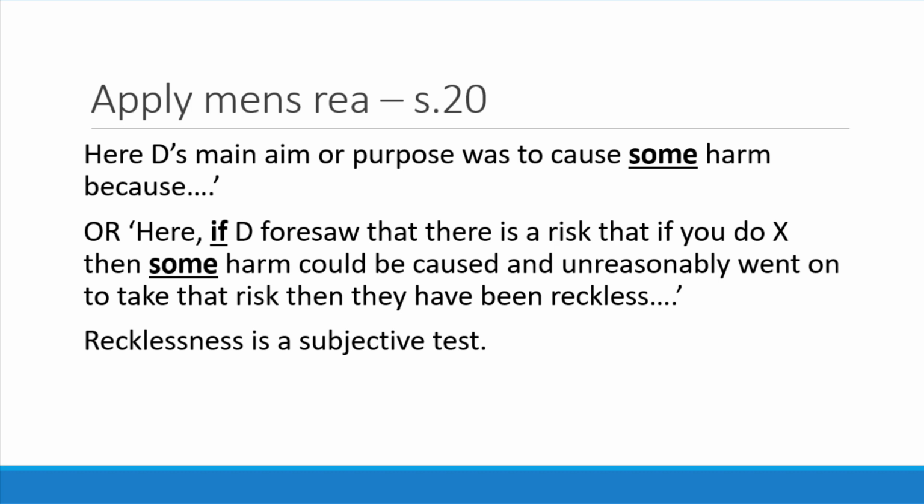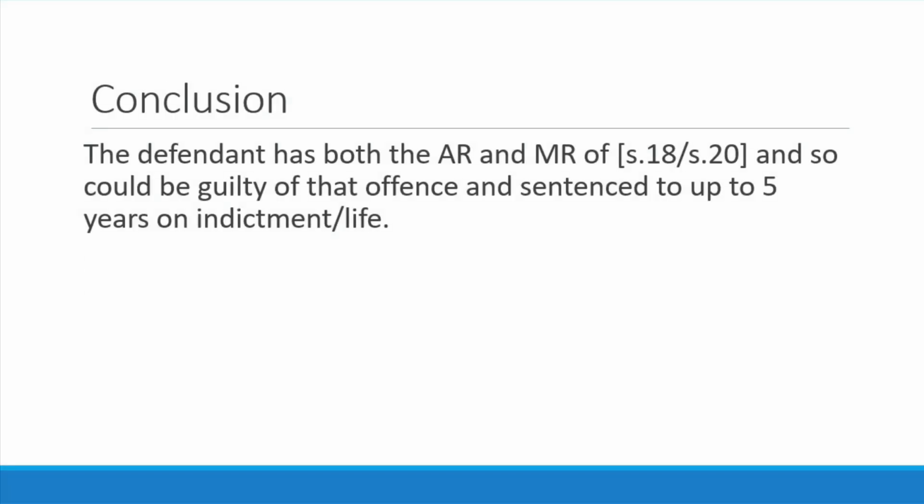So in the scenario we were considering, you may argue it was Duncan's main aim or purpose to cause some harm if you feel that he saw the bottles and he would have known that some harm was going to result. Or you might consider that he was reckless because by pushing someone you may foresee a risk that some harm could be caused and they went on to take that risk. Then you can conclude whether you think they have the AR and MR and of which offence. If it's a section 20 offence, the maximum sentence is 5 years on indictment in the Crown Court, and if it's a section 18 more serious offence, it's up to life imprisonment.